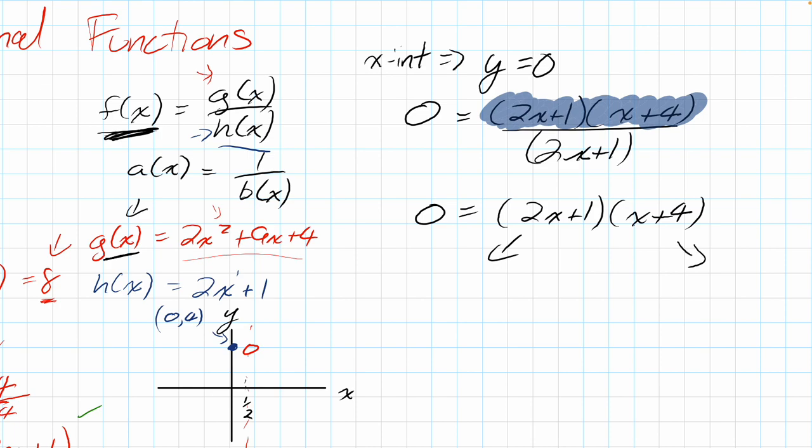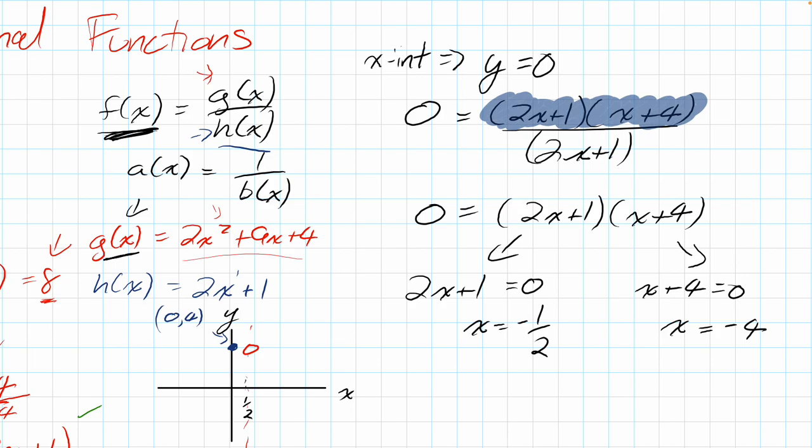We got two different values here. So we take a look. We set them both equal to 0. 2x plus 1 equals 0, and x plus 4 equals 0. In this case, we're going to end up with x equal to negative a half. I know that because we already worked through it a little earlier. And in this one here, x is equal to negative 4.